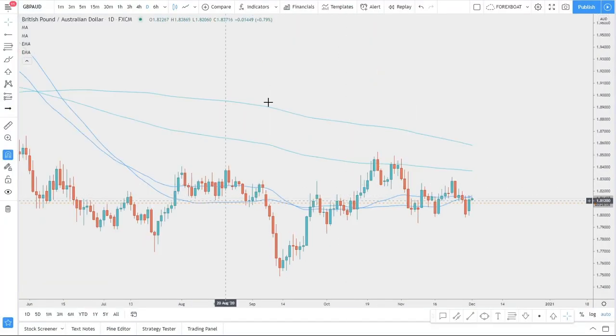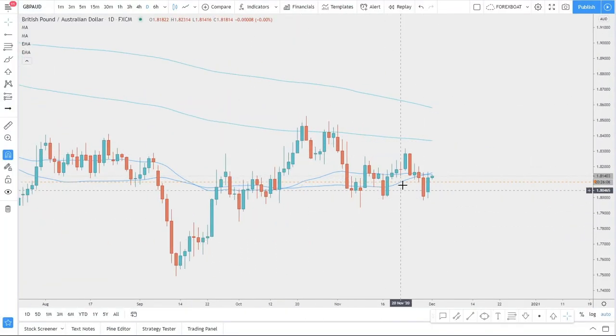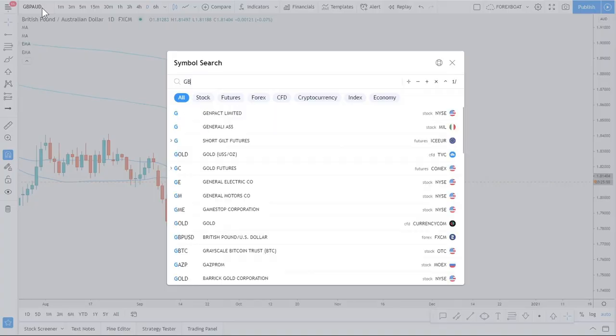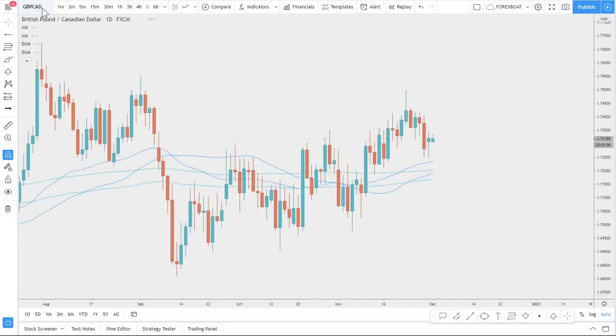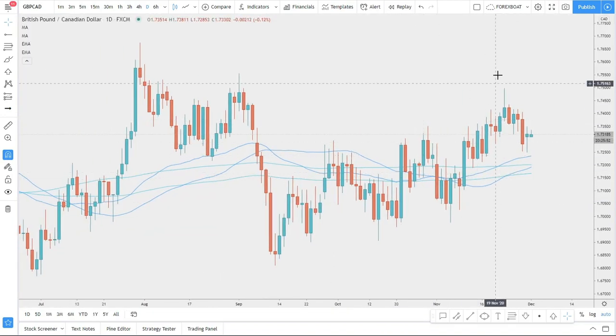On the pound Australian dollar, not so bullish, probably because the Australian dollar is also very strong. So here is no go. And finally, let's have a look at the pound versus Canadian dollar. On the pound Canadian, yet again, we see a very, very bullish trend above all moving averages.